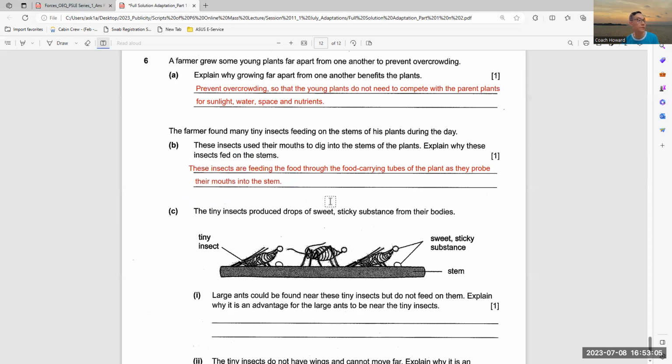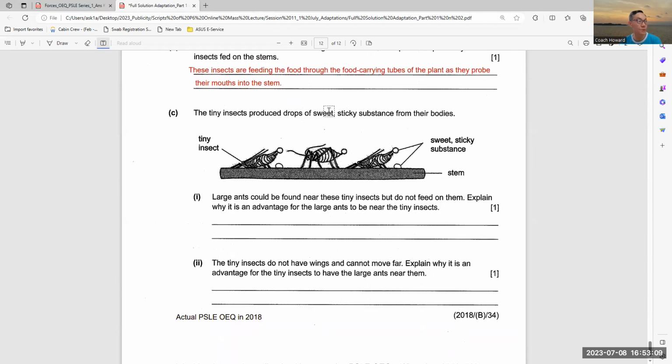Okay, next. This tiny insect, they produce a sweet, sticky substance from their bodies, as you can see. These are actually the aphids. If you'd like to know, you can put aphids. Large ants could be found near this insect, but they do not feed on them. Explain why it is an advantage for the large ant to be near this insect.